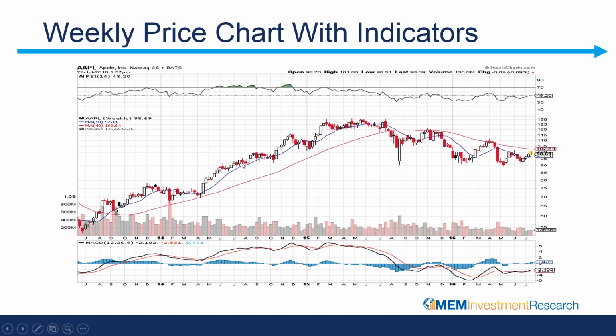So here we have the stock finding support at an upward trending 50-day moving average, but this is also confirmed by the RSI trending upward, as well as this positive crossover of the MACD. So again, we have three signals that are telling us this stock is poised to outperform and start an uptrend.